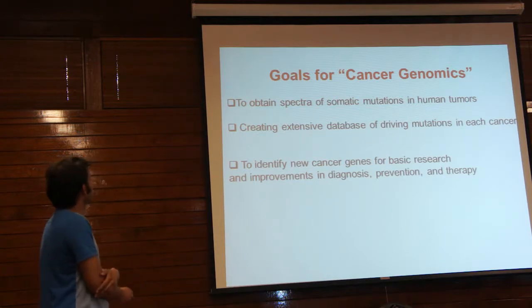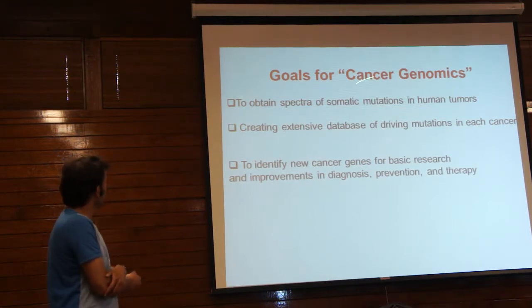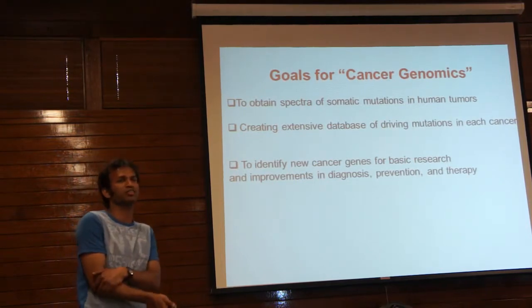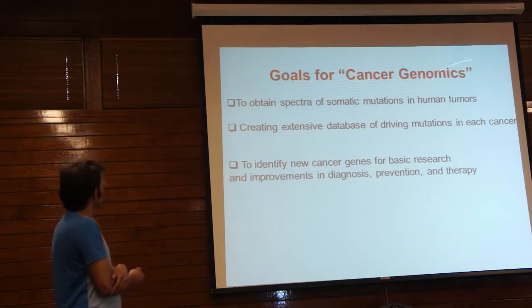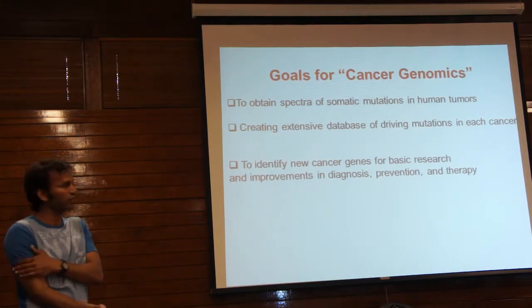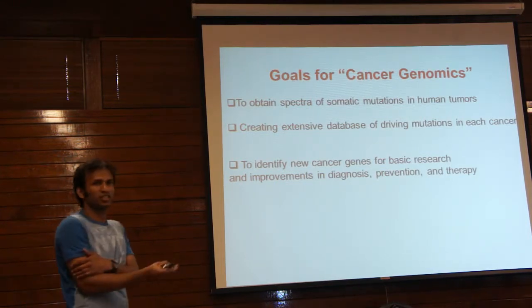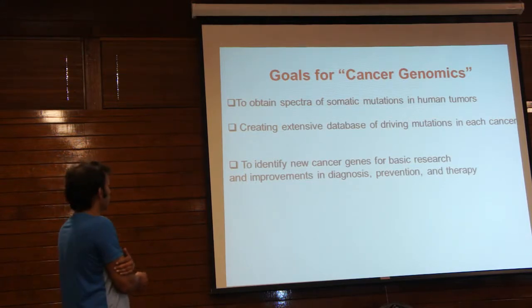The goals of cancer genomics are to obtain the spectra of all somatic mutations in human tumors, to characterize all these tumors, and to create an extensive database of which are the driving mutations and passenger mutations involved in this process. Once you get that, you put it in a data portal. A lot of institutes are doing this right now, and you can get data from them. Then pharmaceutical companies start developing drugs according to the mutations involved in these tumors.